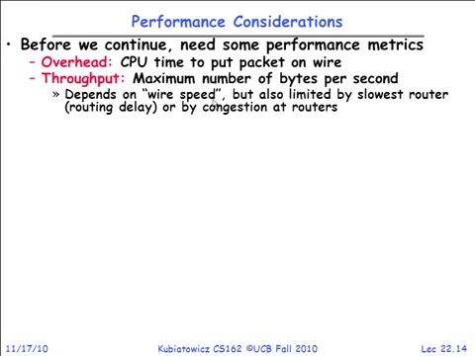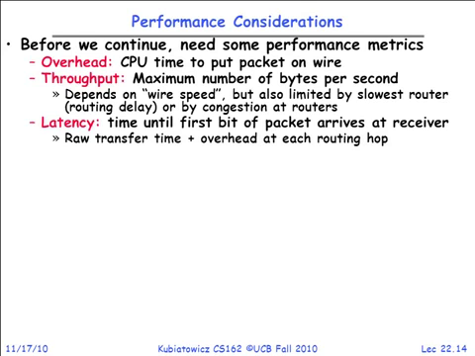It's also limited by the slowest router. So if you've got a router in your path that's incredibly slow, it takes a packet in, it looks at it, it computes a few digits of pi, and then it sends it on. Obviously, your throughput's going to be lower for a connection that goes through that router. Latency is the time until the first bit of the packet arrives. So when I start sending a packet to some destination, when the first bit arrives at the other side, that would be the latency of that connection.